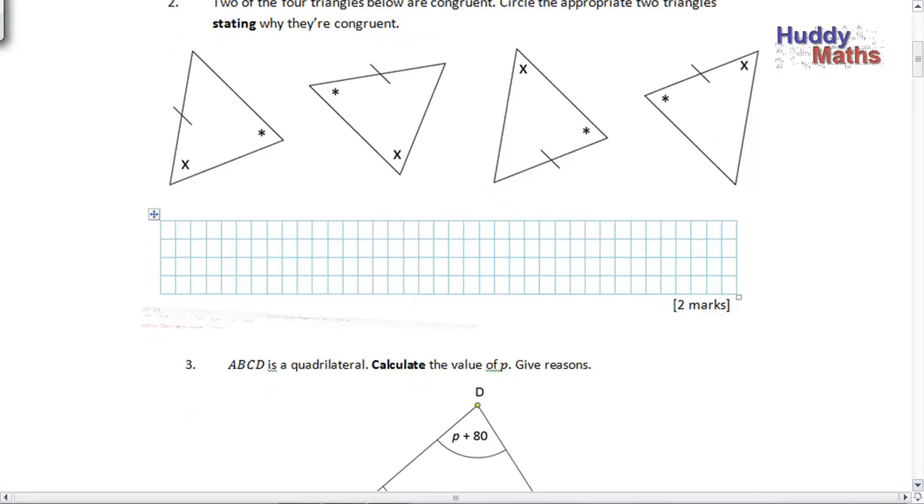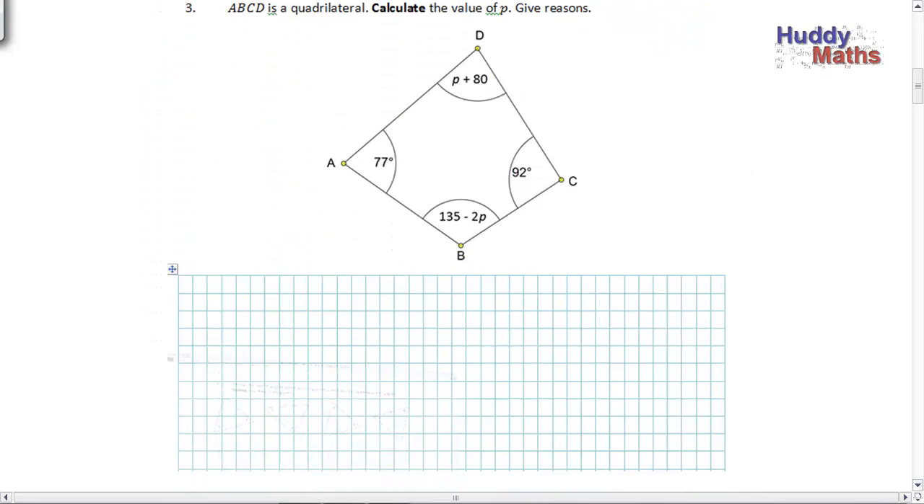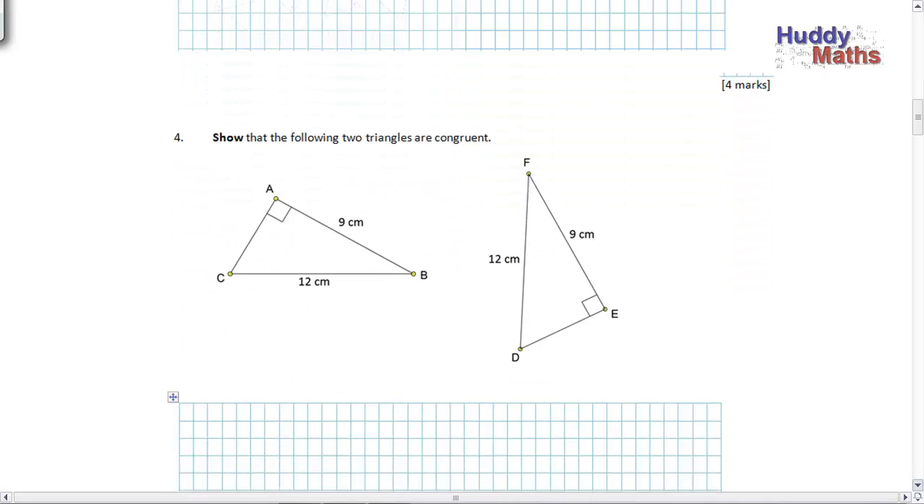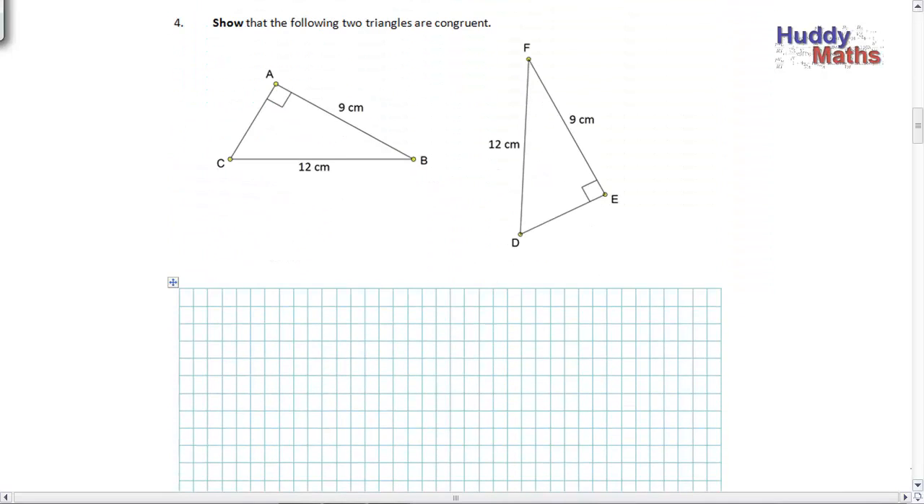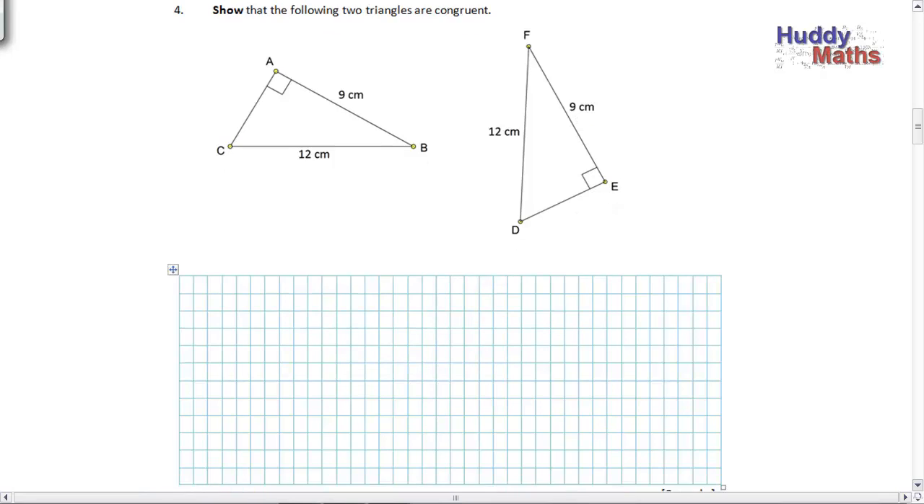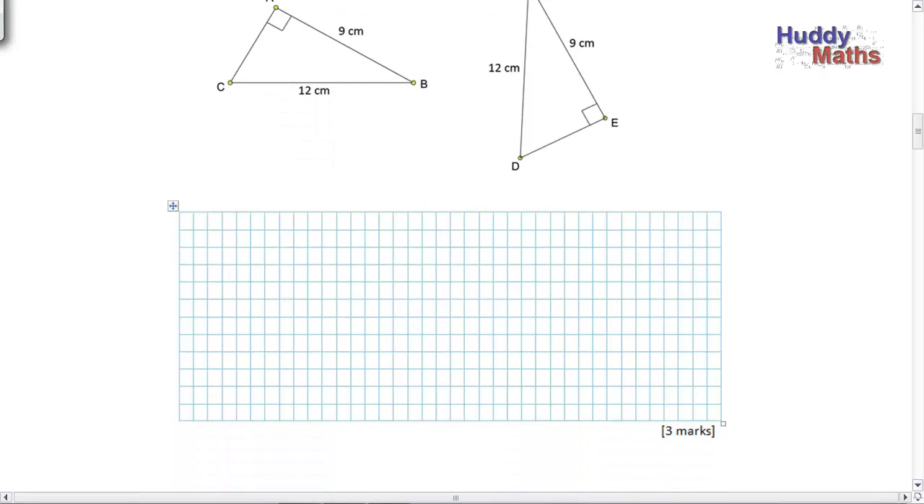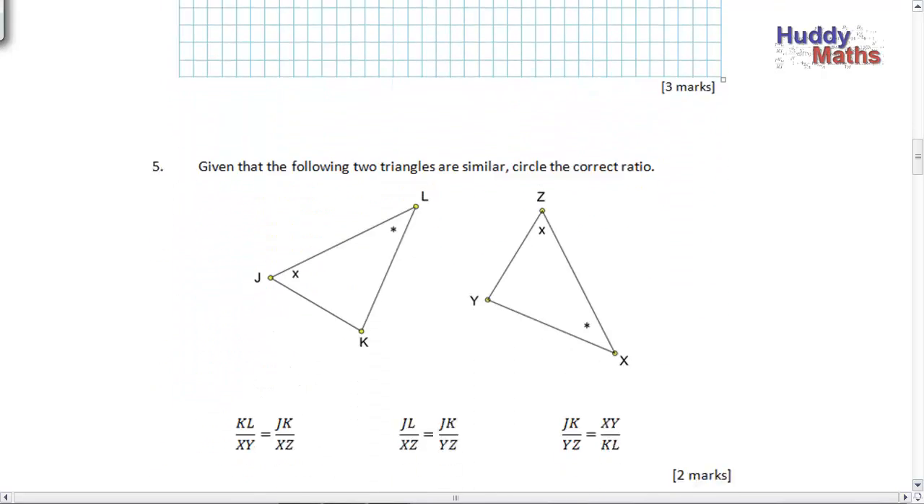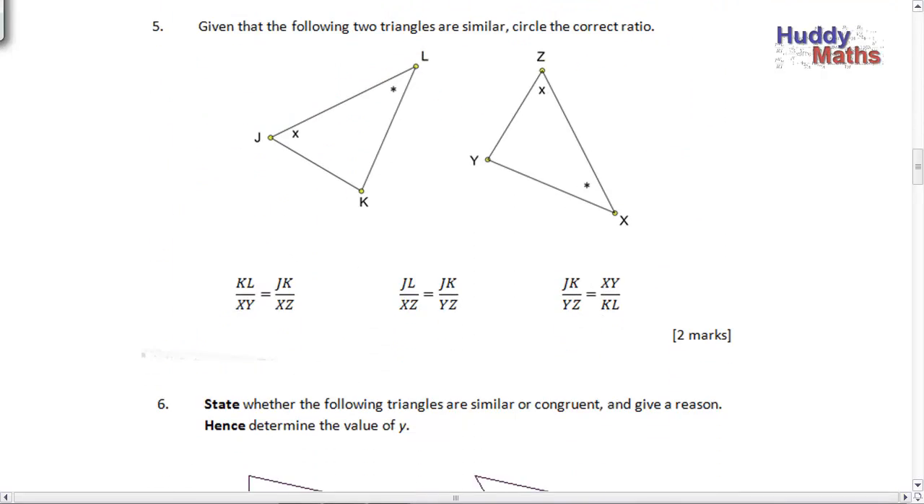Let's go then to question 3. Quadrilateral, calculate the value of P there. Okay, have a go at that. That's worth 4 marks. Show that the following 2 triangles are congruent. Okay, still on that same theme, and that's 3 marks. Let's go down here in question 5. Given that the following triangles are similar, circle the correct ratio.